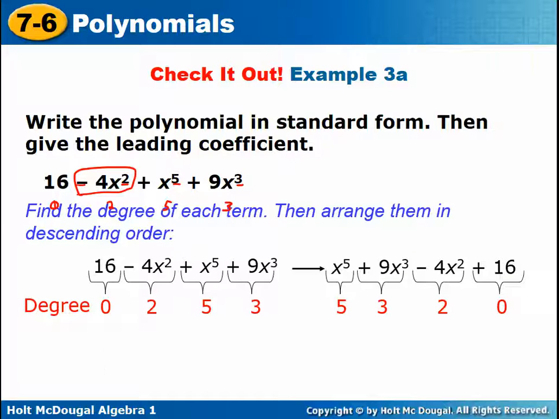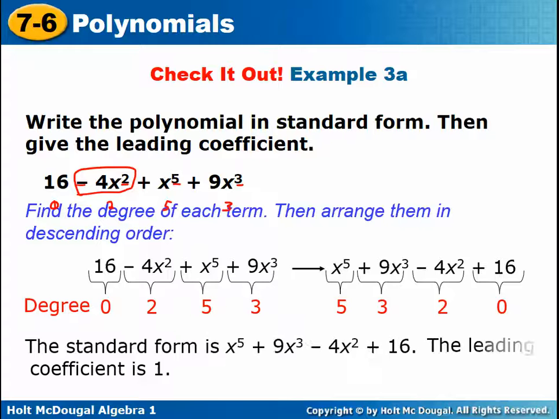The first term is the x to the 5th. There's no number in front of it, but we know that that really means it has a coefficient of 1. And you can put a 1 there if you want. So the leading coefficient is 1.